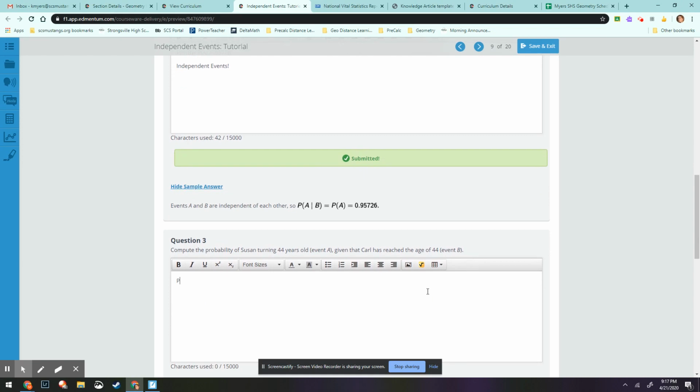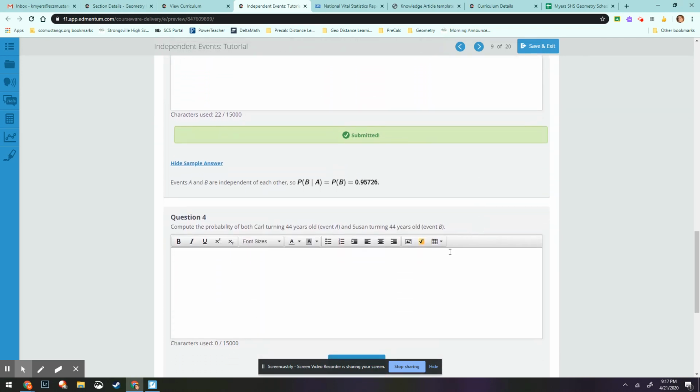And then on question 3, it's asking for the probability of B given A, of Susan turning 44, given that Carl has turned 44. But again, they are independent. So it will just be the original probability that we gave for Susan turning 44, which is 0.95726.